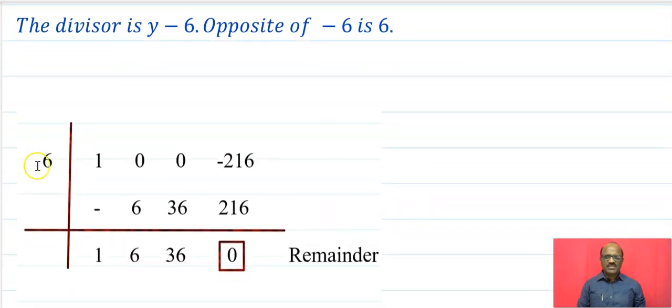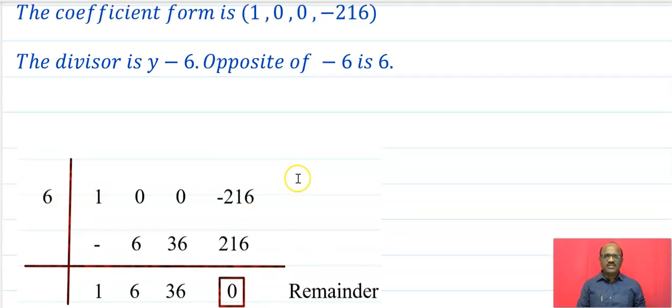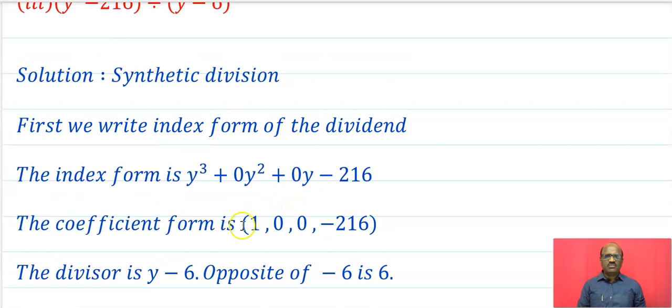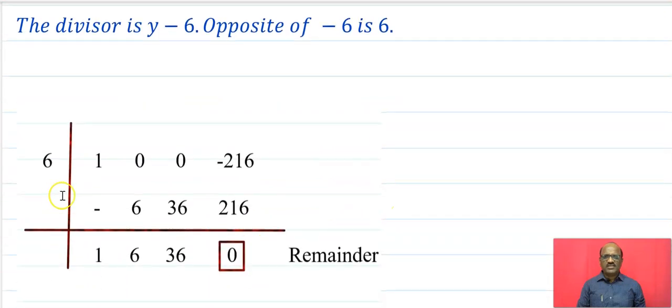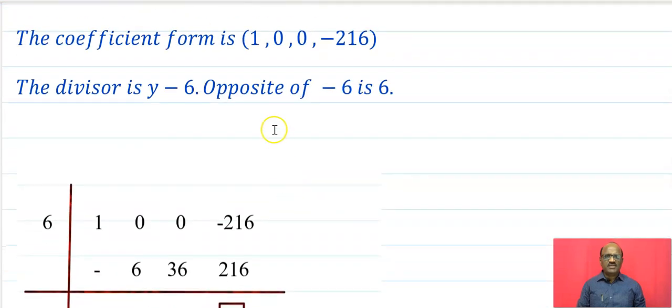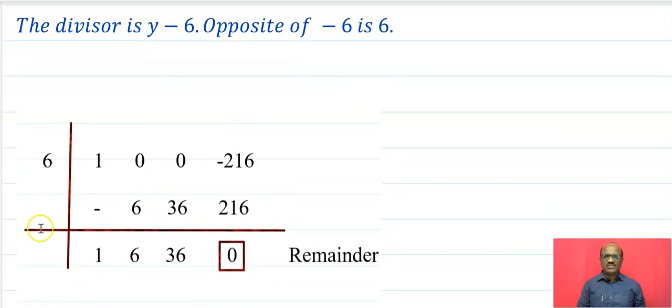Therefore, now see here, 6 to the left of this vertical line and to the right the coefficients of the dividend. Which are the coefficients? 1, 0, 0, -216. We will write all of these here. Their coefficients 1, 0, 0, -216.